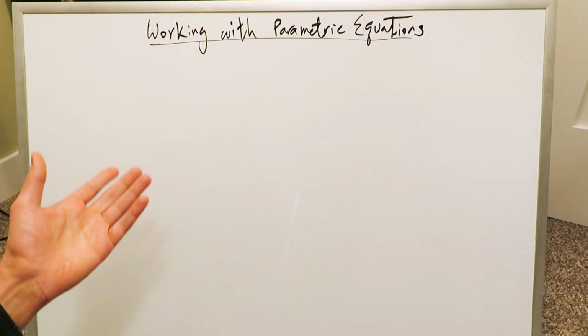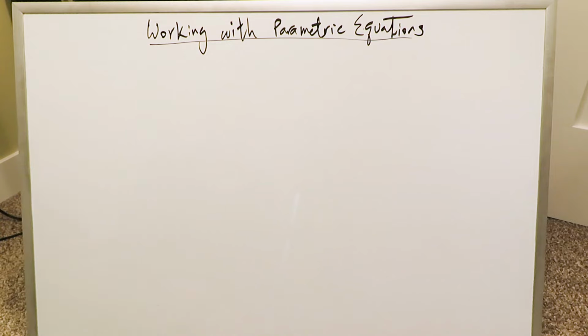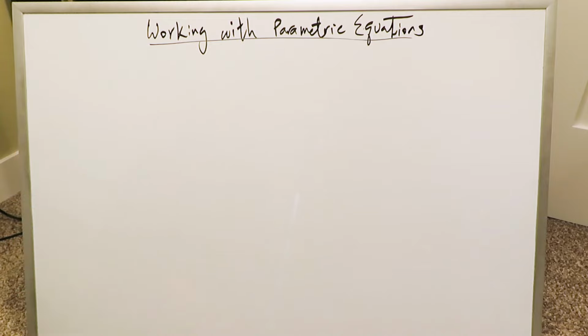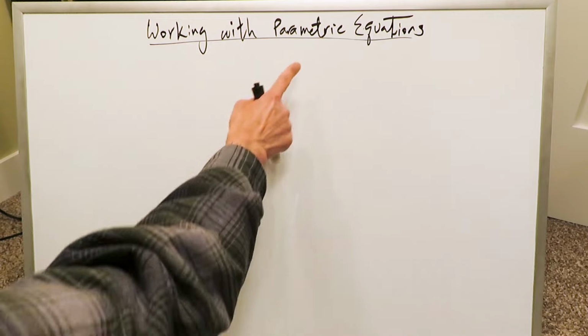We're looking here at this video titled Working with Parametric Equations. This is a concept which is frequently seen at the end of a pre-calculus course, or normally at the end of a Calculus 1 course as a student is entering into Calculus 2. Parametric equations are important because they have a good application about them.